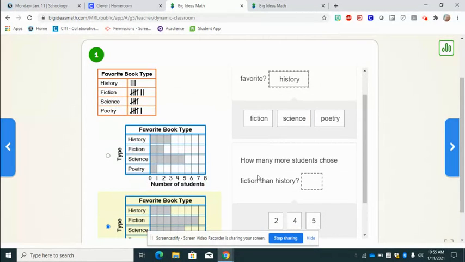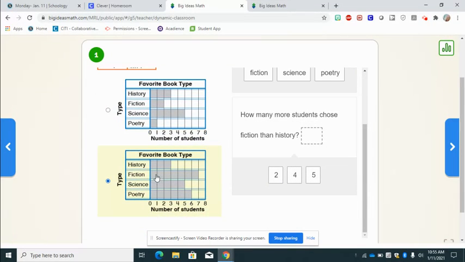How many more students chose fiction than history? Well, if we look at fiction, there were 7 students that chose fiction, and there were 3 students that chose history. And I know that 7 is 1, 2, 3, 4 more than 3. So 4 is the correct answer.